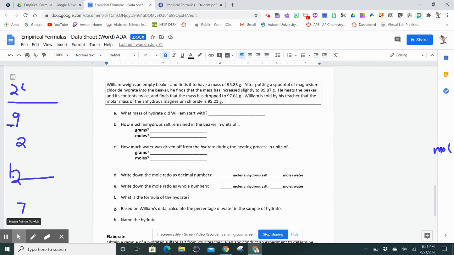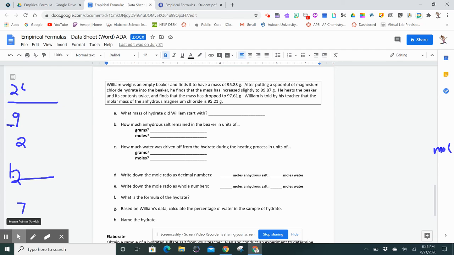All right, so you have a lab situation where you are given a mass. You are told that he heats it to drive off the water. First heating, second heating, third heating. And William is told by his teacher that the molar mass of anhydrous magnesium chloride, anhydrous just means there's no more water in it. So you're going to go through here and fill these out. And it's basically the same reaction again, just with different numbers for masses.